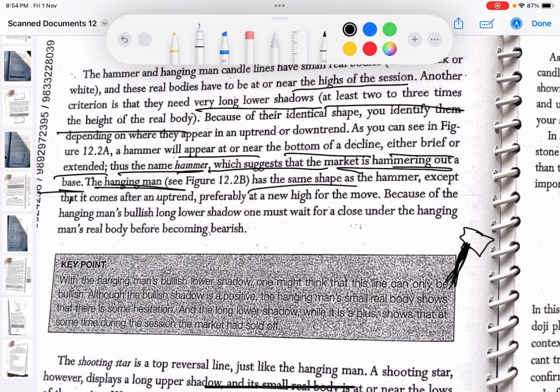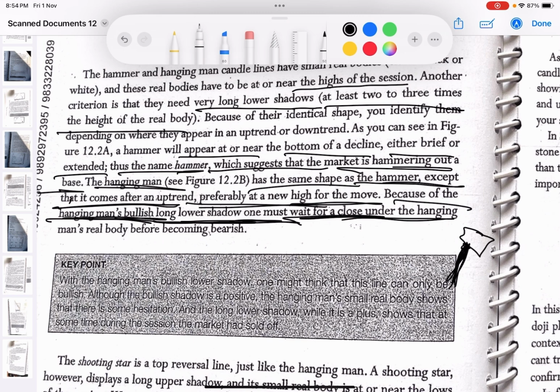The hanging man has the shape of the hammer, but it comes after an uptrend, preferably at a new high for the move. Because of the hanging man's bullish long lower shadow, one must wait for a close under the hanging man before becoming bearish.